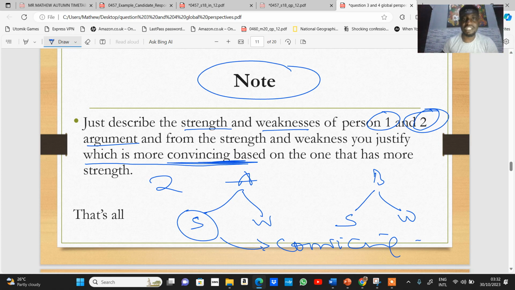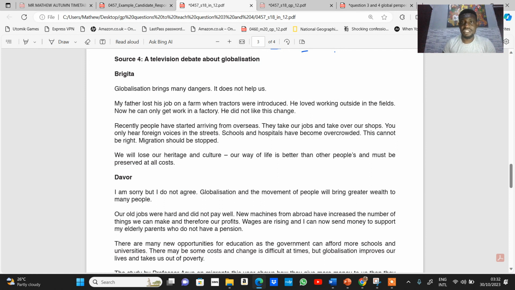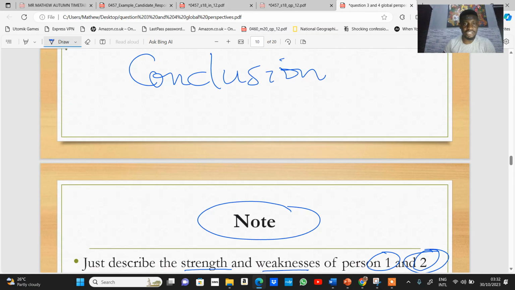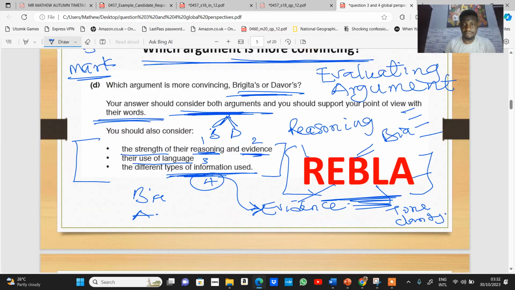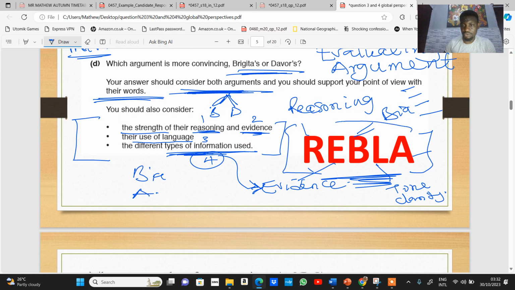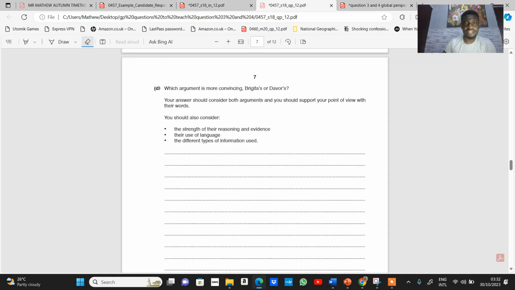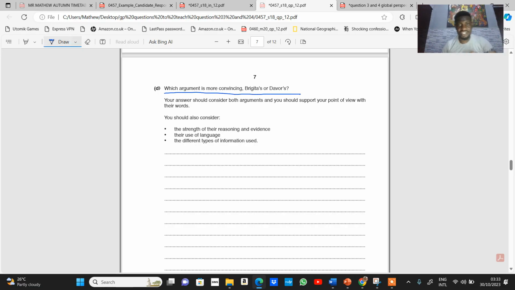So now let's look at this. I'm talking about Bridgetta and Davos. Remember I looked at certain statements here, which I call the Ribla. Coming back here, we call them the Ribla. So we are now analyzing using Ribla. So here I have this that says, which argument is more convincing between Bridgetta and Davos?